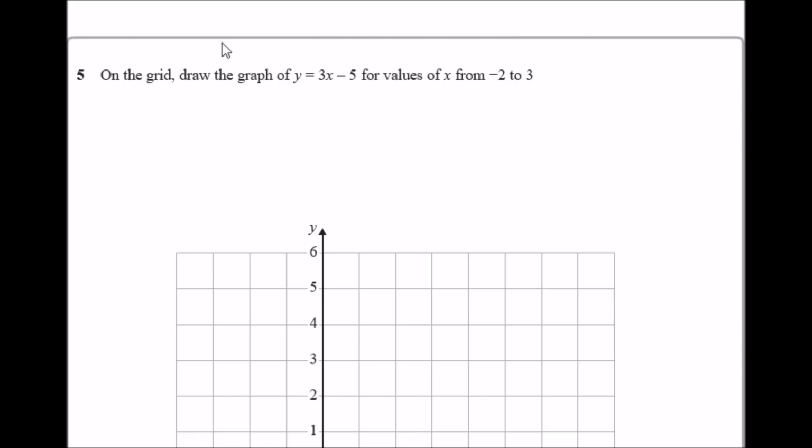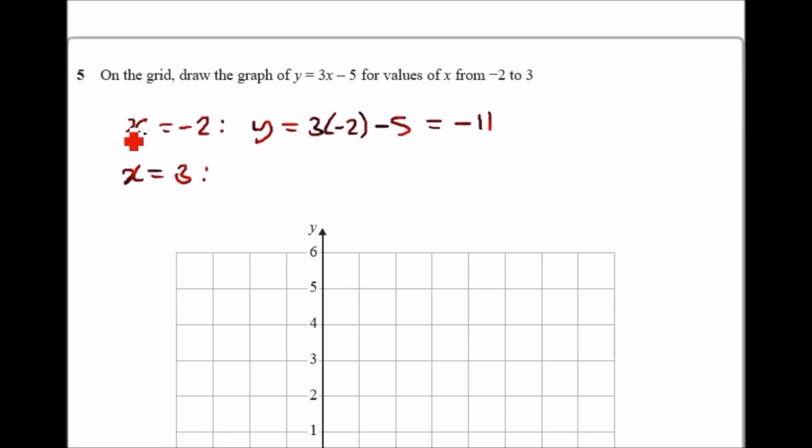So what happens here? If you plug in x equals minus 2, what do we get? We should get y equals 3 times minus 2 minus 5. And then what does it give us? So 3 times minus 2 is minus 6. Minus 5 will give us minus 11. And if you plug in x equals 3, the final value, what do you get? You get y equals 3 times 3 minus 5. What do we get here? So 3 times 3 is 9. 9 minus 5 is 4. And that's it.